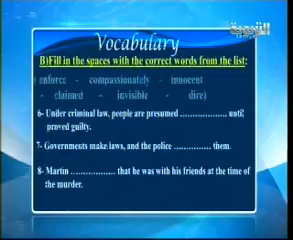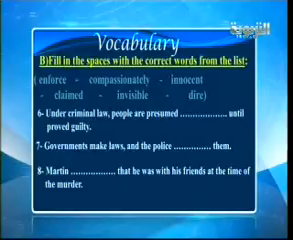Now I shall move to the second type of the questions about the vocabulary. Let's see. Now fill in the spaces. Some vocabulary items will be provided, and then you should read them carefully, try to know the meaning, and then read each sentence and fill in the spaces with the correct answer. Let's see one by one. I shall read the words first.